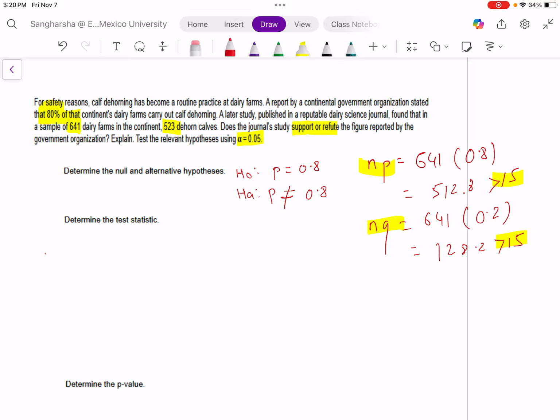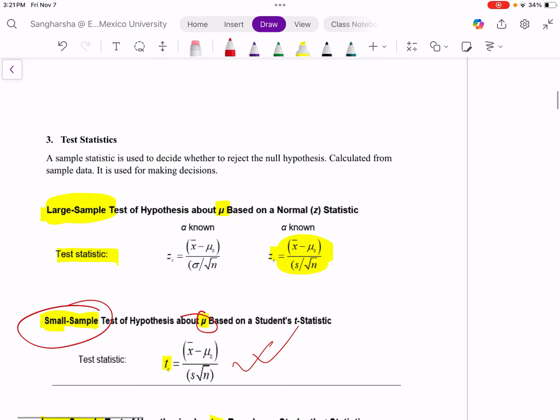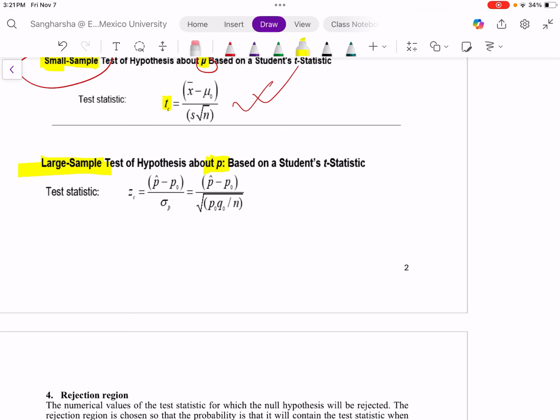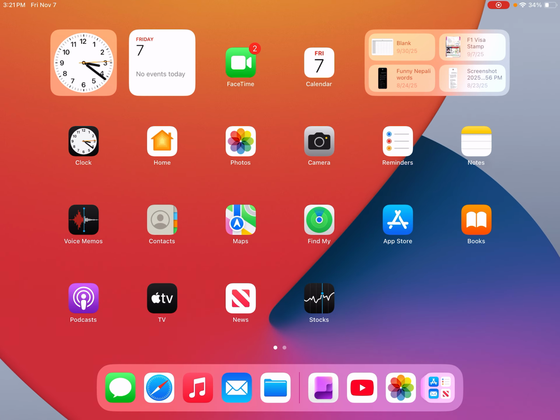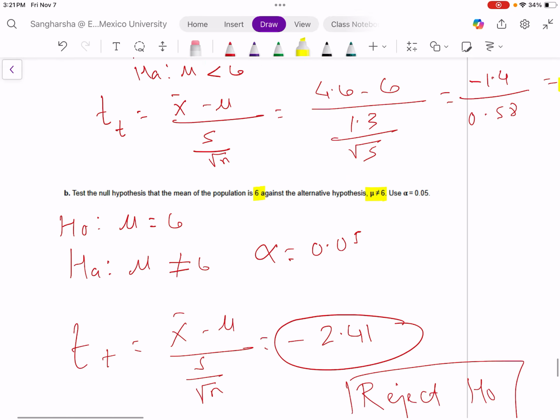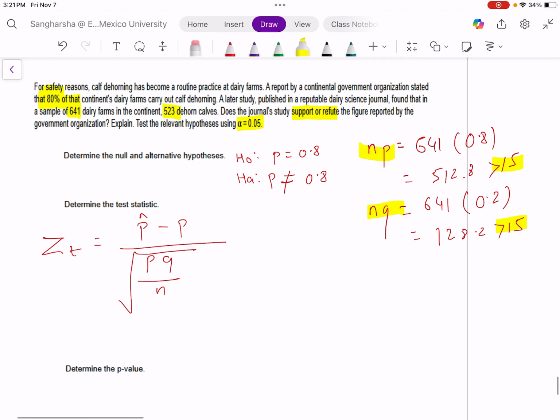So our test statistic would be z equals p hat minus p divided by the square root of p times q divided by n. Let me double check this one. Okay, so for a large sample about p, it's p hat minus p divided by the square root of p times q divided by n. That looks good. Now let's substitute. What is p hat? We calculate p hat from this sample.